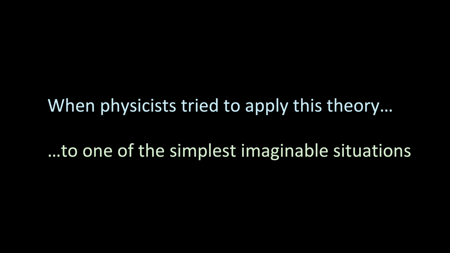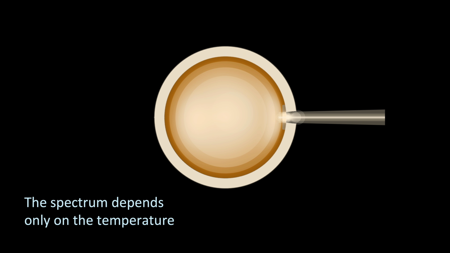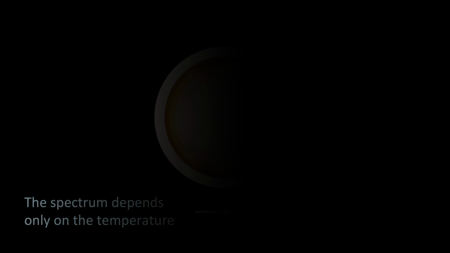And yet, when physicists tried to apply this theory to one of the simplest imaginable situations, how hot objects radiate, it broke in a spectacular way. The problem was posed in a very concrete form. Consider a hollow cavity with opaque walls, heated and then left alone so the temperature is uniform and stable throughout. If you now create a small hole in the side, the radiation that leaks out has a very specific and universal character. The spectrum depends only on the temperature, not on the material or the shape of the cavity.